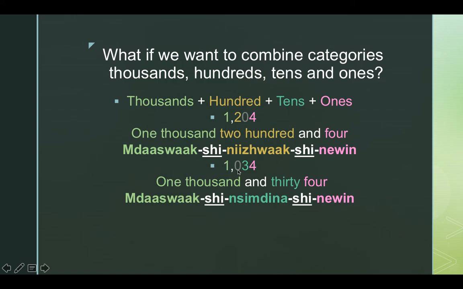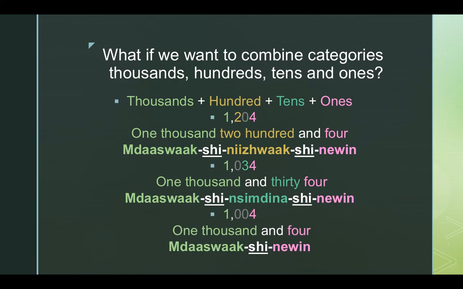Now we omit our hundreds category, so we have 1,034. Ndaaswak, Shinsimdina, Shneawin. And our last one here, what if we had the hundreds and tens category grayed out with a 0? 1,004. Ndaaswak, Shneawin.